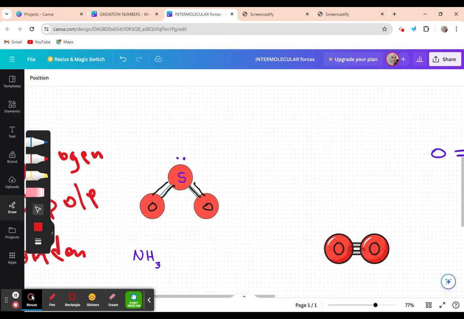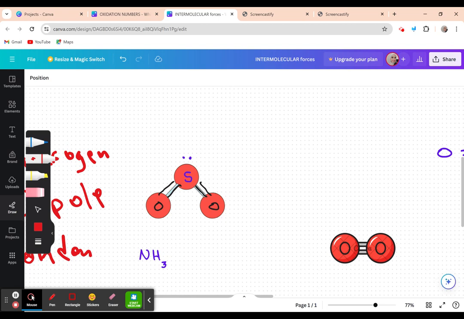This one, SO2. Since sulfur has extra electrons, it has a negative charge on this side, and the other side will be positive. Do not ask why I wrote oxygen as positive. Because sulfur has extra electrons, the extra electrons make it negative. The other side will be partially positive, or positive if we compare it with the sulfur. So positive and negative like a magnet. This means it is dipole dipole.